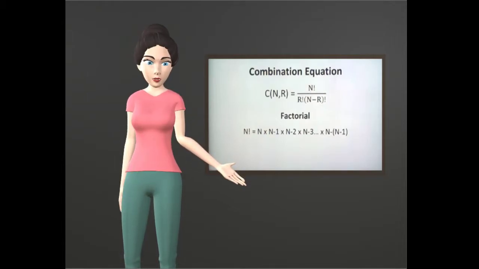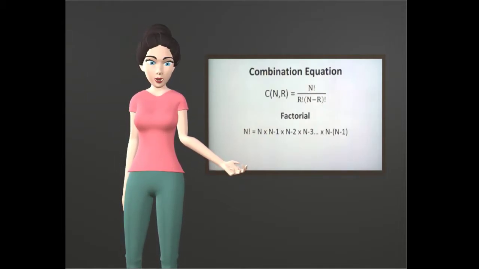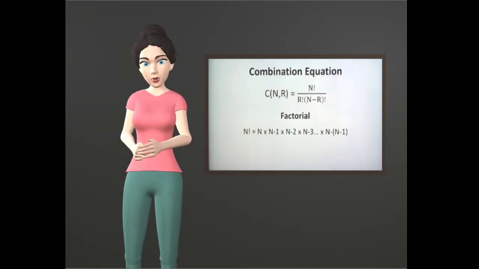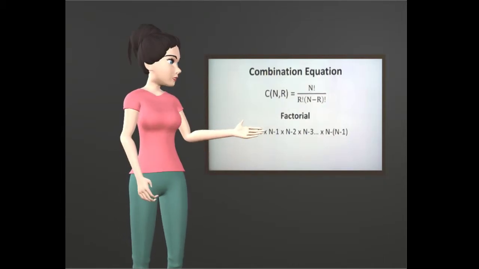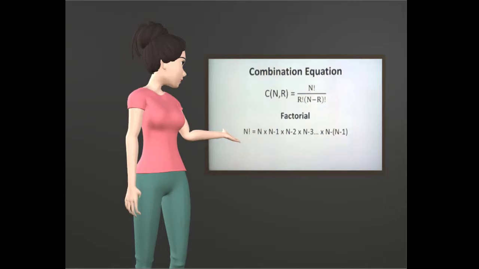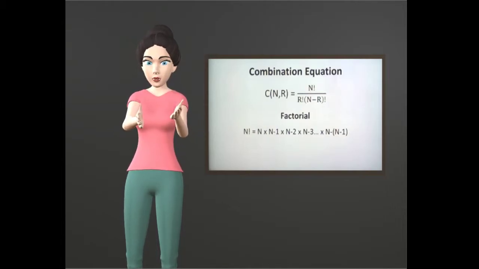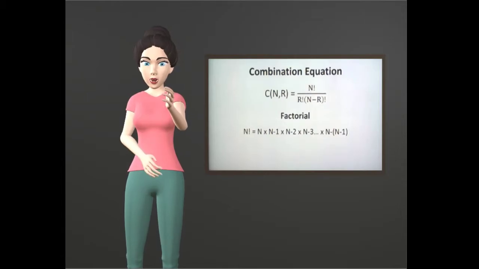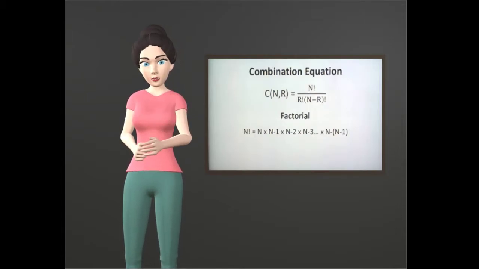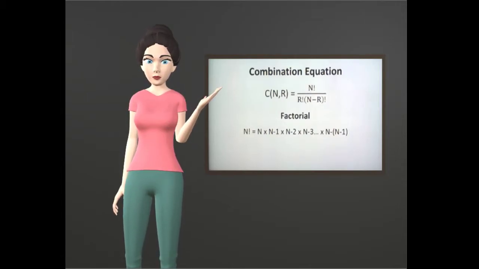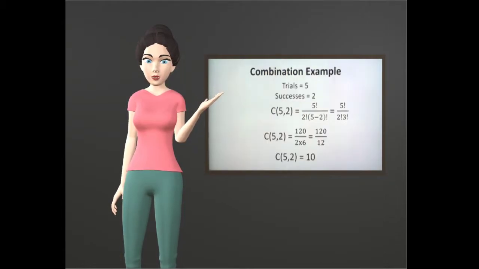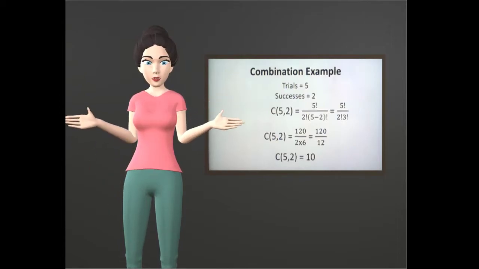This formula is n factorial divided by r factorial times n minus r factorial. This equation includes a factorial symbol, indicated by an exclamation point. This factorial symbol means multiply the number before the exclamation mark times the number minus 1, then times the number minus 2, and so on down to 1. For example, 5 factorial equals 5 times 4 times 3 times 2 times 1, which equals 120.